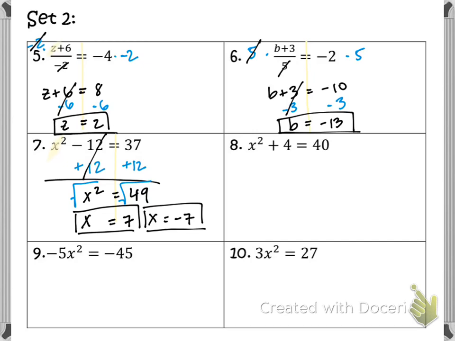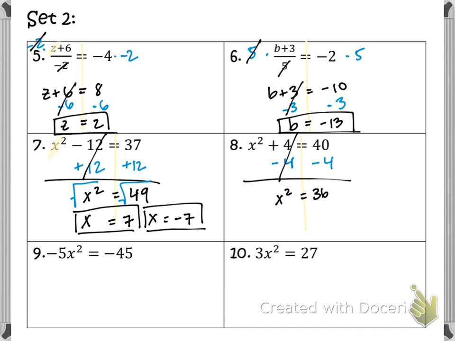Okay, so same thing for number 8. x squared plus 4 equals 40. We can start off by canceling that positive 4 by subtracting 4. Whatever I do to one side, do to the other. Positive 4 and negative 4 cancel. I'm left with x squared equals 40 minus 4, which is 36.